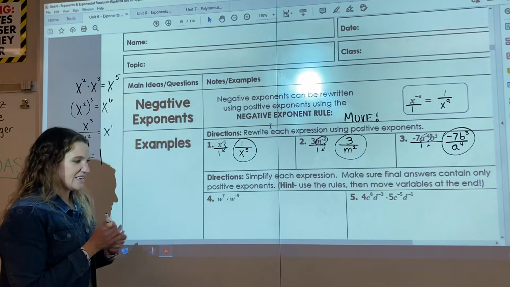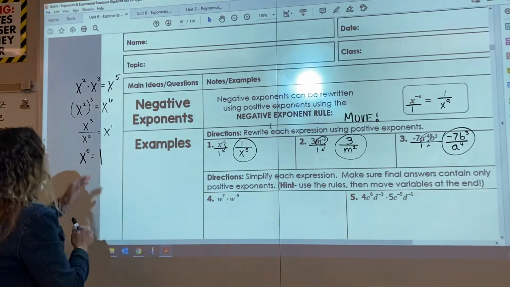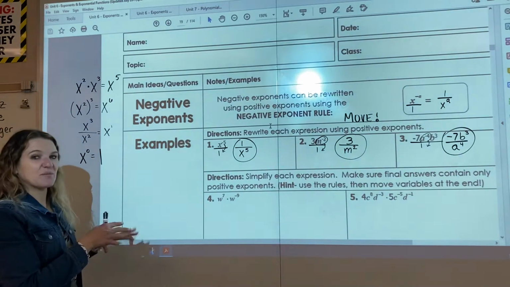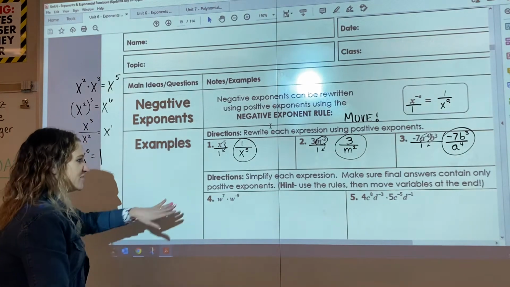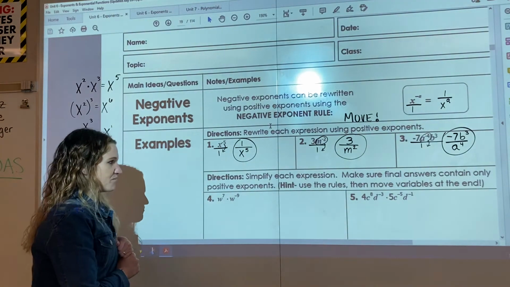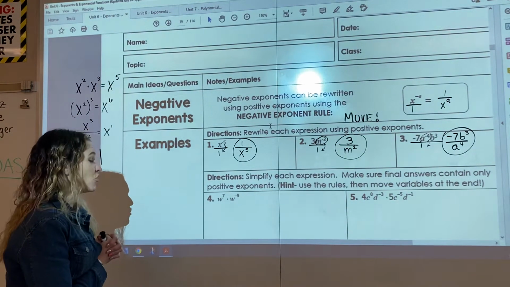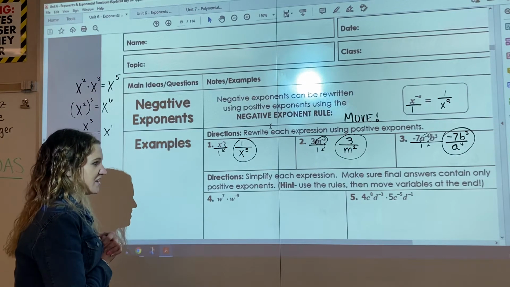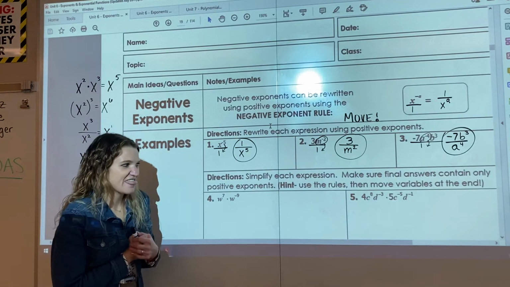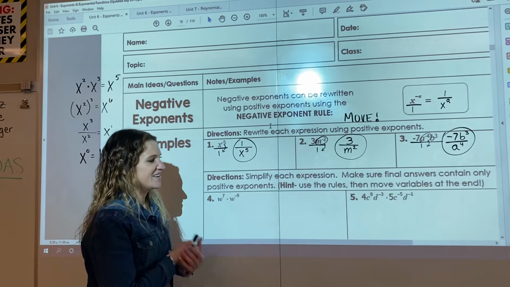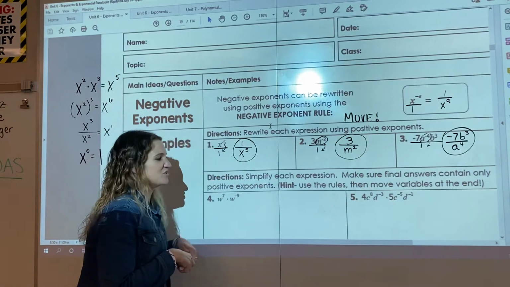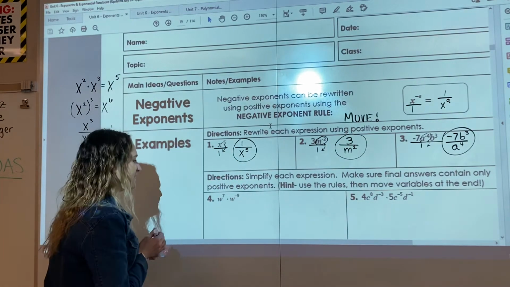Let's look at our next ones. With these next examples, we're going to have to remember all of these rules and apply them as needed. So it says simplify each expression. Make sure the final answers contain only positive exponents. Hint: use the rules, then move the variables at the end. Move those variables if you must, only if they're negative.